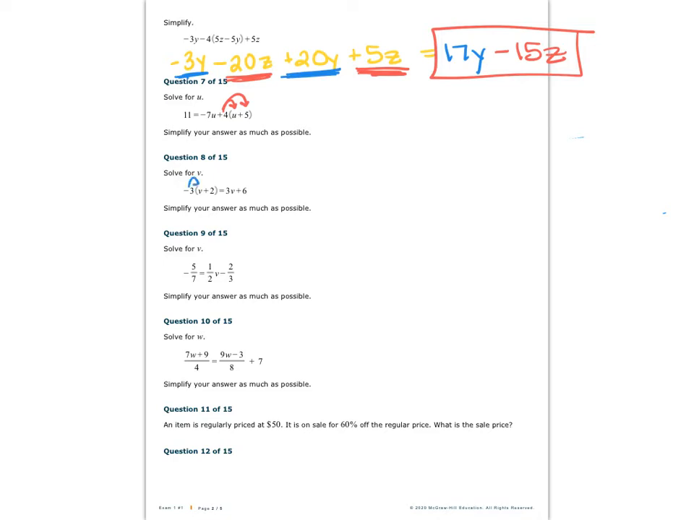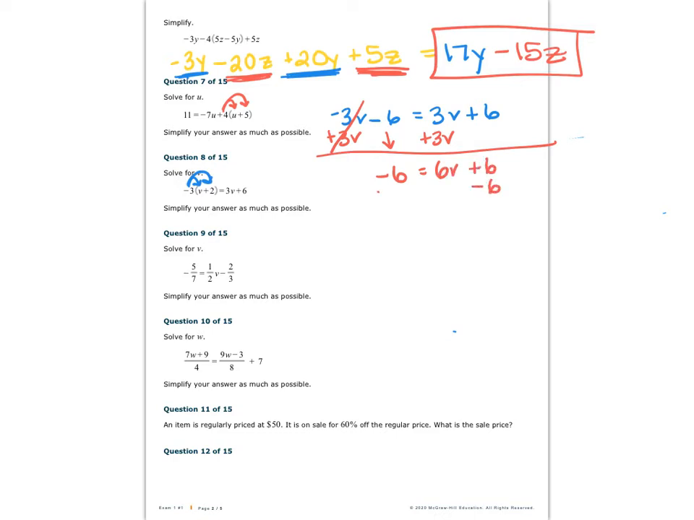So we want to distribute that negative 3, and then we're going to combine like terms, very similar to what we did in 7. So we have negative 3v. Negative 3 times 2 is negative 6 equals 3v plus 6. So we're going to add 3v to both sides. Remember, you want to group your variable terms together and group your non-variable terms together. So the 3v and the negative 3v on the left side will be removed. The negative 6 gets brought down: 6v plus 6.